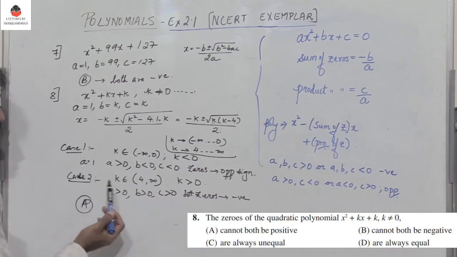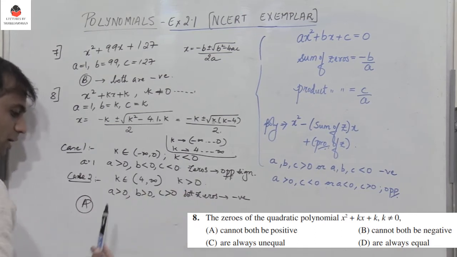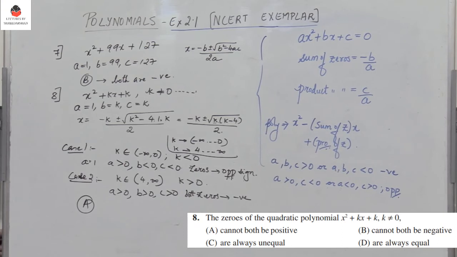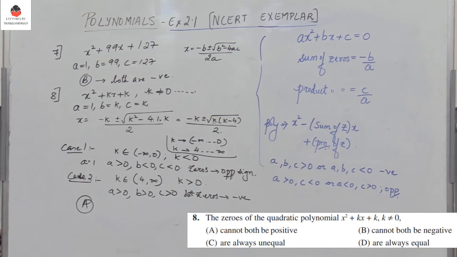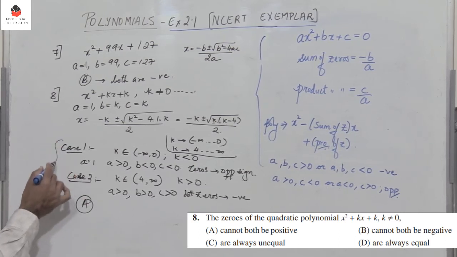So here in case 2, both of them are negative. And in case 1, one is positive and one is negative. So cannot both be positive is the right option. B, cannot both be negative, is false, because in case 2 both of them are negative. Whether the zeros are always unequal or always equal depends on the value of k, right? So the option is A, cannot both be positive. So we have to consider these two cases and we'll be able to find out the right answer.